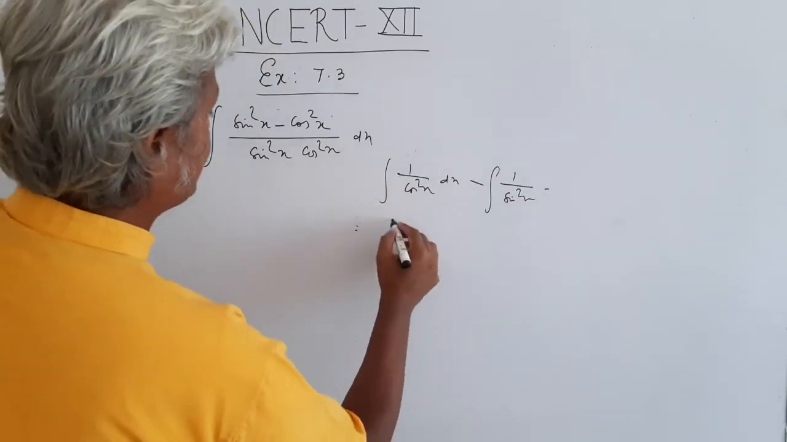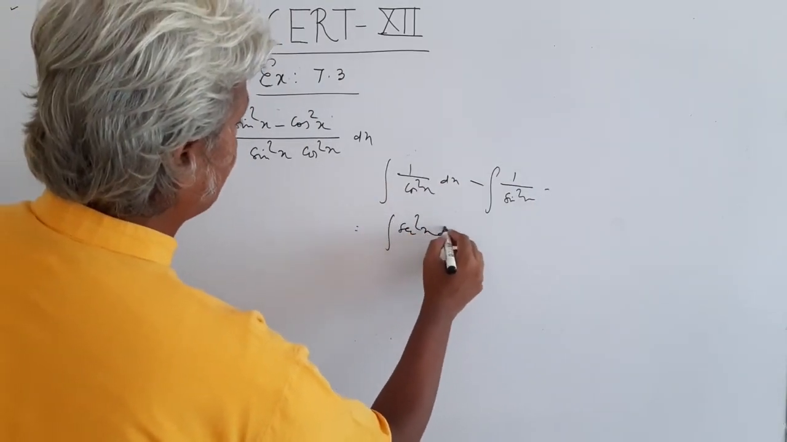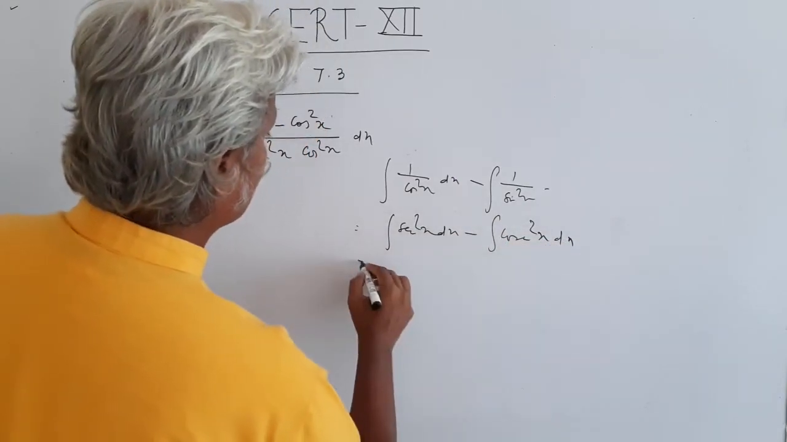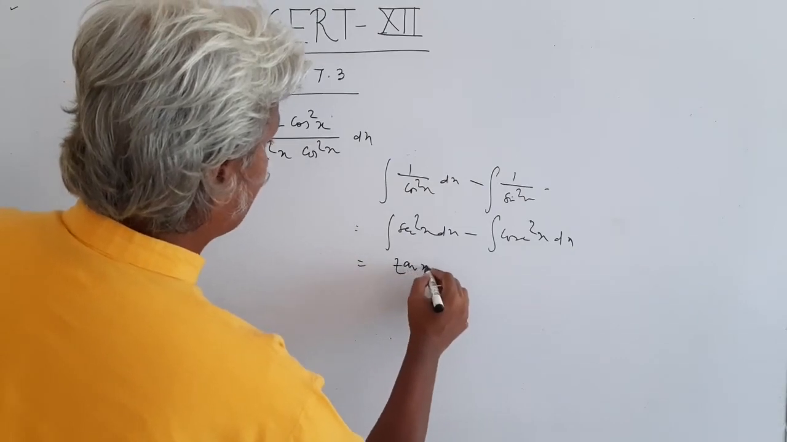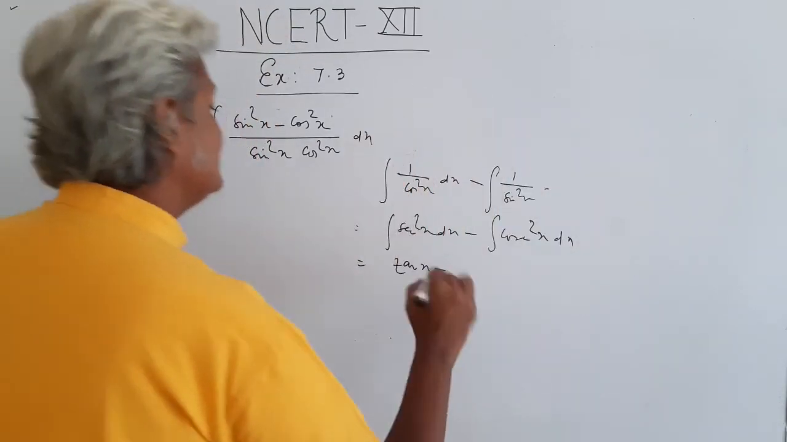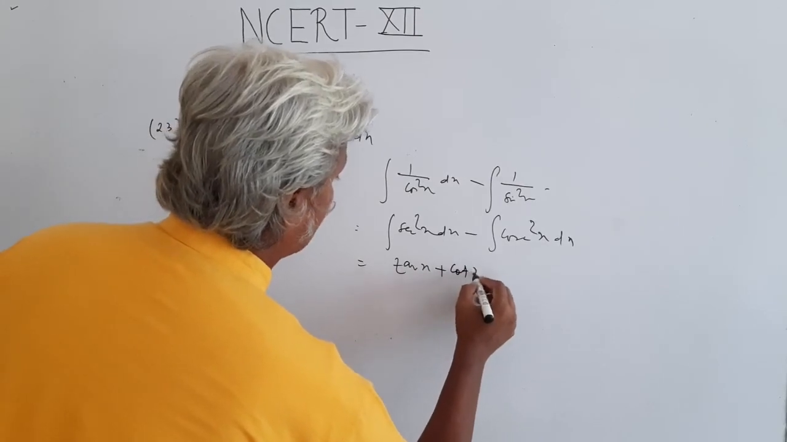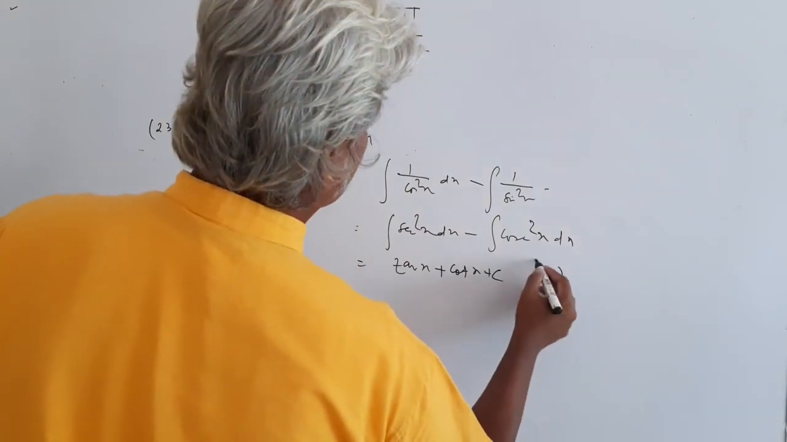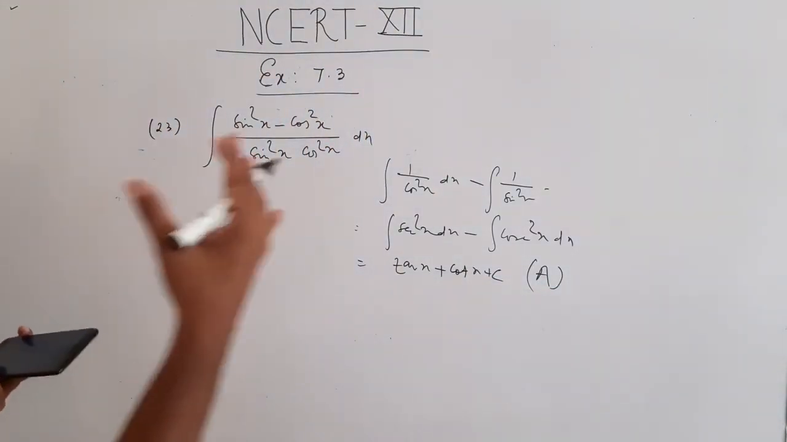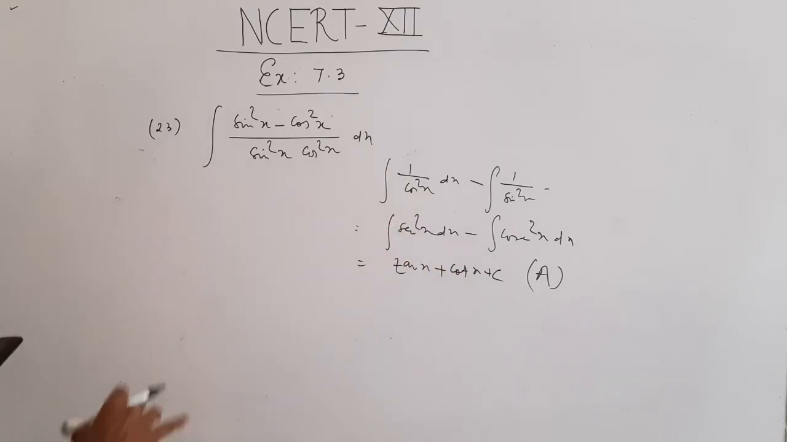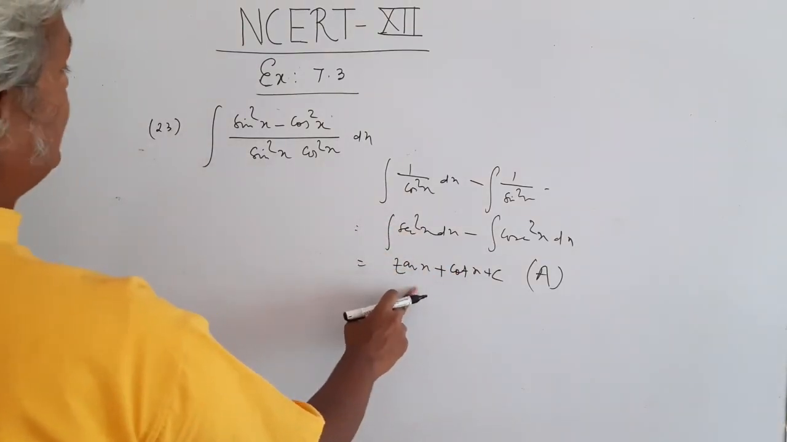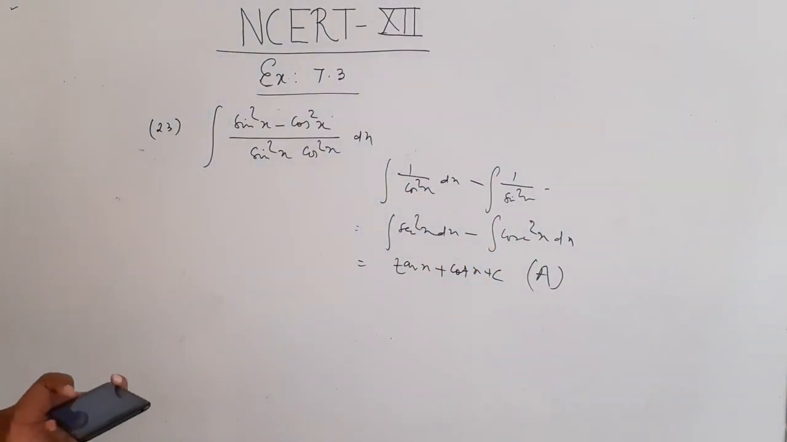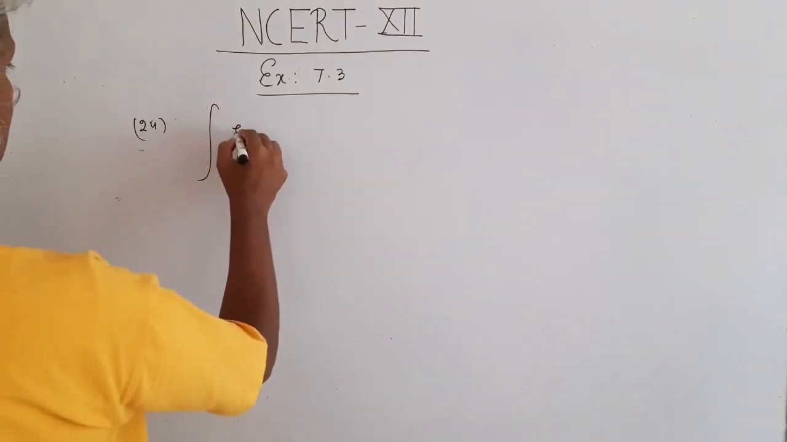1 by cos² gives you integration of sec² x dx, minus integration of cosec² x dx. This one on integration gives you tan x, and this one gives you minus cot x. This becomes tan x plus cot x plus c. So option number A is correct. Done. Because in an MCQ you should not write each and everything, you can just write the answer directly. I could have written the answer directly, but since I have to explain, I wrote these intermediate terms.